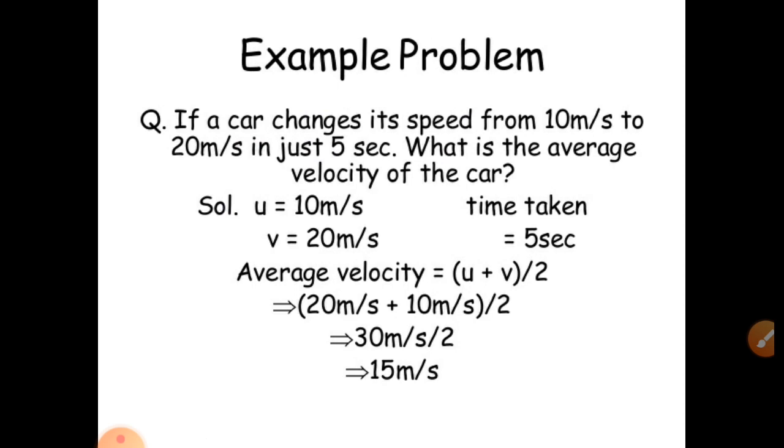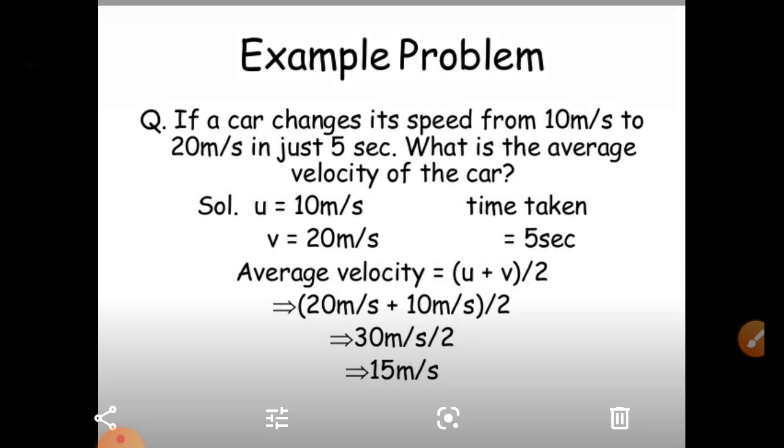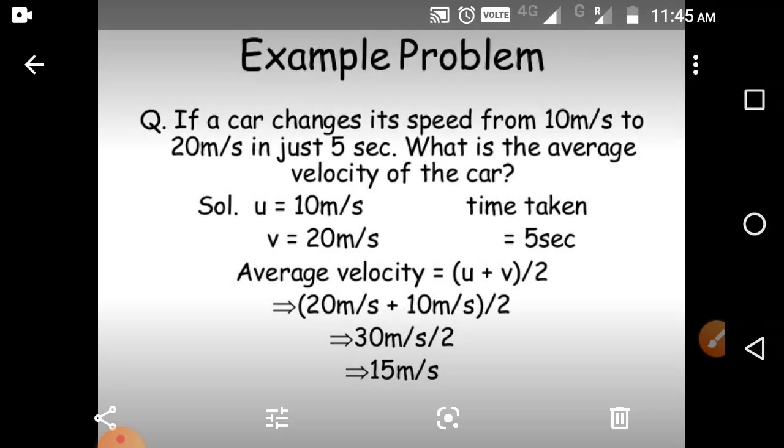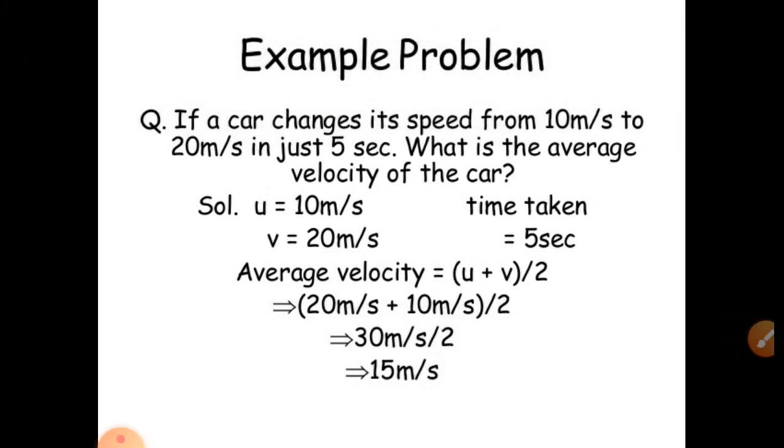If you want to find the average velocity, average velocity is initial velocity plus final velocity divided by 2, that is, u plus v divided by 2. Here u is 10 and v is 20. So u plus v, 10 plus 20, is equal to 30. 30 divided by 2 is 15. Yes, 15 meters per second is your average velocity. Got the idea? So what have we discussed up to now? We discussed speed, velocity, average speed and average velocity.